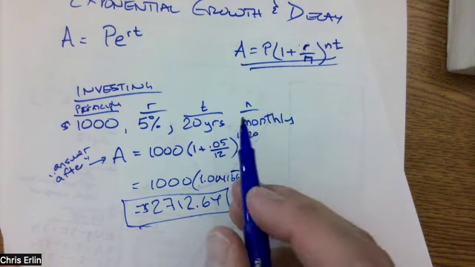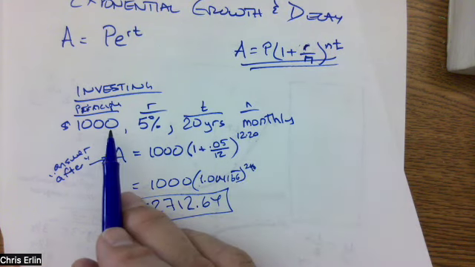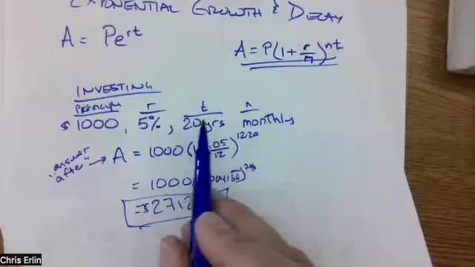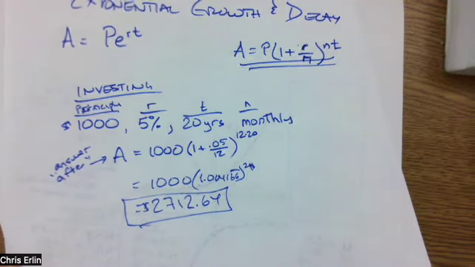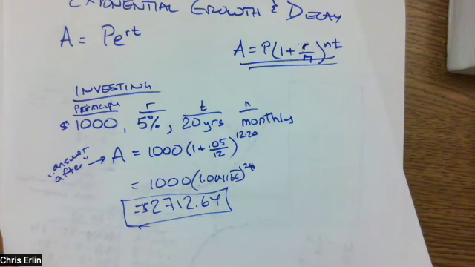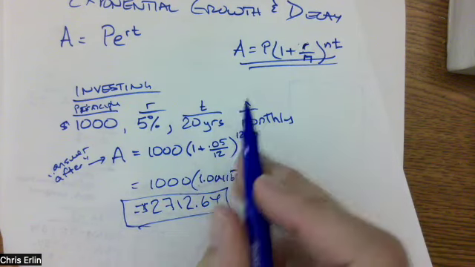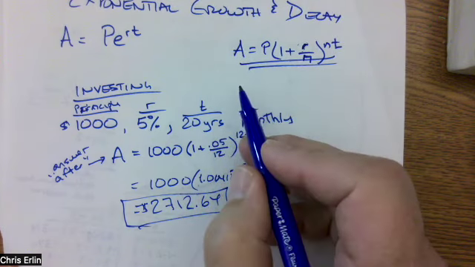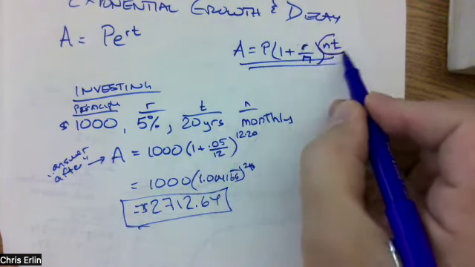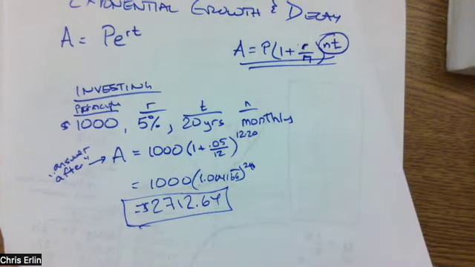Could you solve this kind of problem instead by saying, if I have $1,000 and I'm going to put it in for 20 years, what would the interest rate have to be to give me $2,700? Yeah, you just move the variable around, right? Instead of it here, you'd have a variable here and you'd have to unravel it. What happens if the question asks for time? How long would it take?